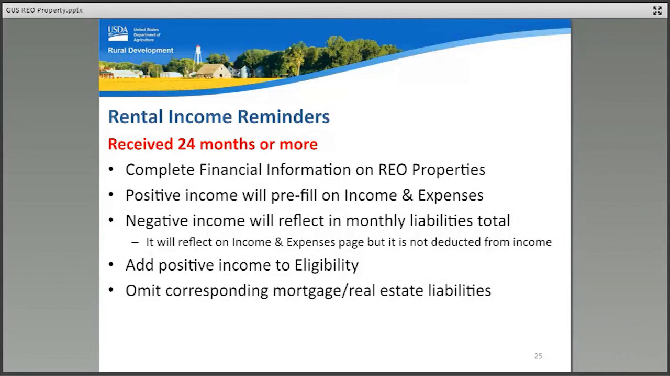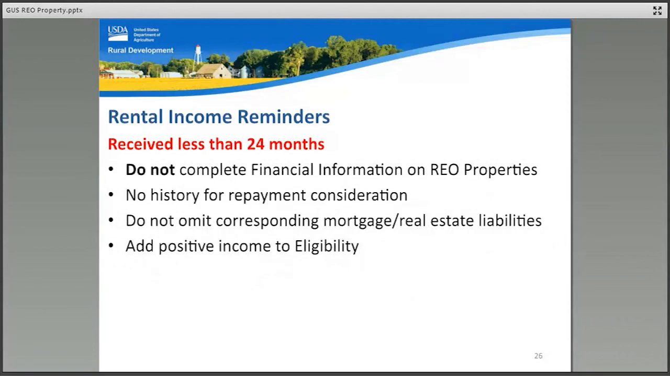Users will see the negative rental income reflected on the GUS Underwriting Findings Report in the Mortgage Information and Expenses section. The negative income will appear on the Income and Expenses application page as negative net rental income, but GUS does not deduct this from the repayment income. Users must add positive net rental income to the eligibility application as applicable under 7 CFR 3555, and any corresponding mortgage or real estate debts associated with the rental property may be omitted from the debt ratio calculations.